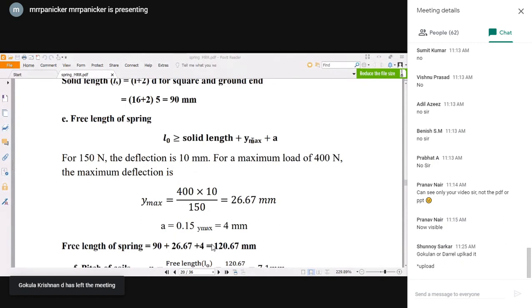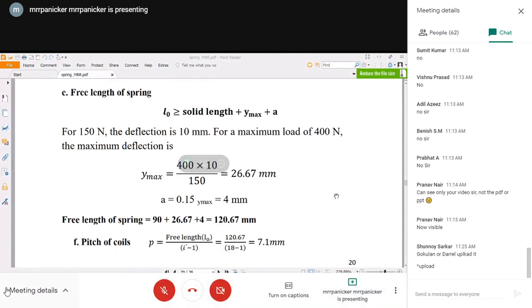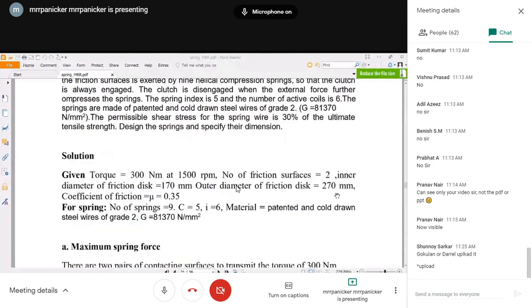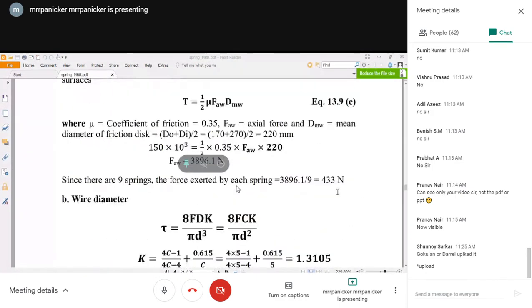What is the maximum deflection? Maximum load corresponds to the maximum load. So you will get the maximum. You can just note it in the equation. This is the maximum load because the Y is a constant. Then free length, each of the forces. It's a lengthy problem. Try to solve it.